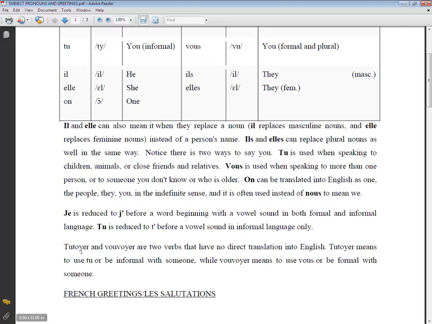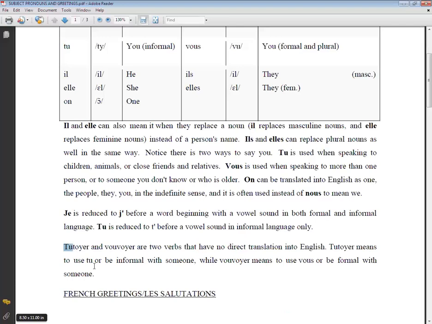Now, tutoyer, that's how it is written. Remember why am I saying tutoyer? Remember I told you about the combination of O and I as wa. And because of the R, letter E is pronounced. So we say tutoyer and vouvoyer. Let me just explain. Tutoyer, remember the tu at the beginning? That tu, it simply means you.